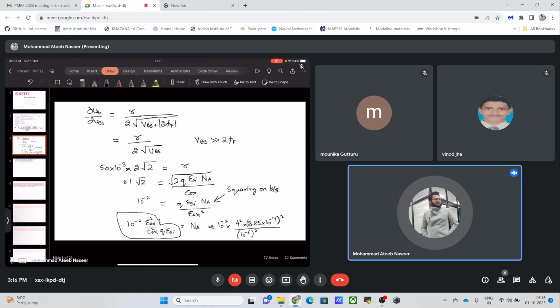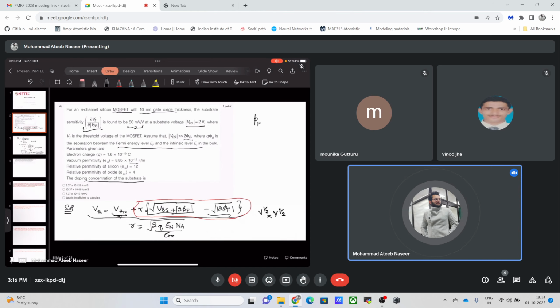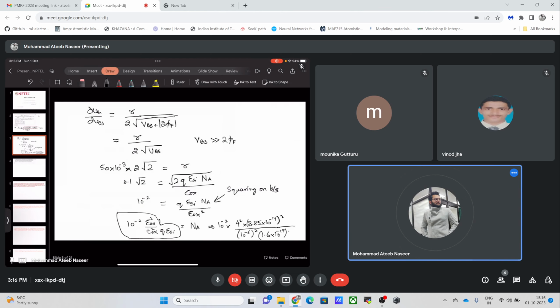So it is 10 to the power of minus 6 into 1.6 into 10 raised to the power of minus 19, which is the electronic charge, and this epsilon si will be equal to, I guess, 12. So it is 12 times this value, 8.85 into 10 to the power of minus 14. So this 8.85 will cancel with the other 8.85. We will be required to solve for this only, which is this 4 squared.